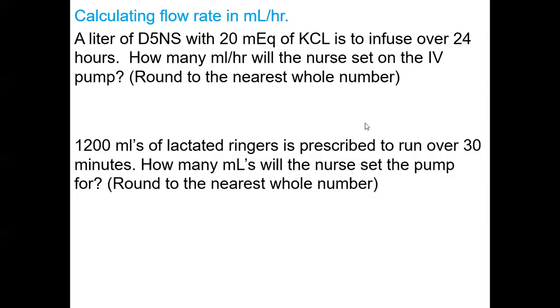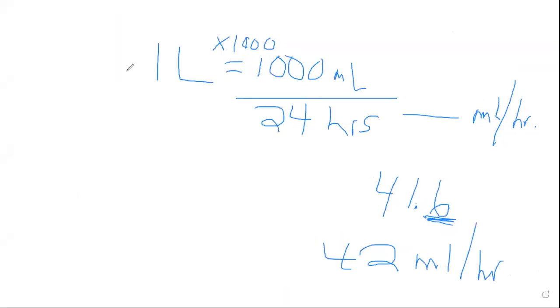Okay, let's look at the next one. The next one is 1,200 mLs of lactated ringers is prescribed to run over 30 minutes. How many mLs will the nurse set the pump for? Okay, so let's go to our drawing board. Remember, it's asking us for mLs per hour, okay?